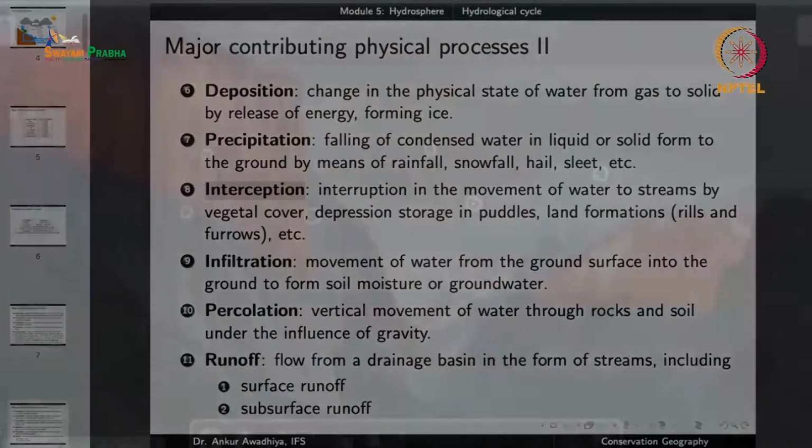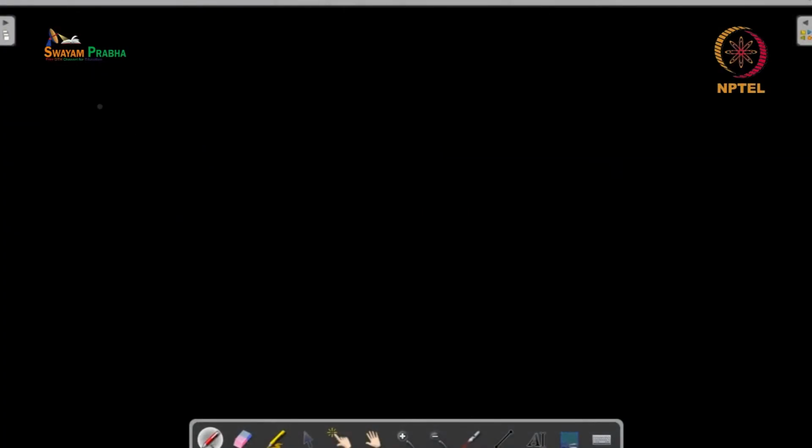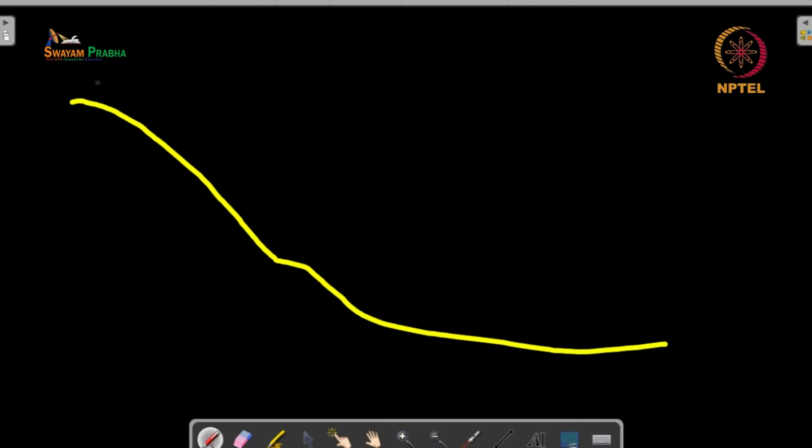Now how can we have these interruptions? Suppose water is moving. So suppose this is a land formation and you have water that is flowing like this. Now in this case, at this spot, suppose there is a small depression here. So in this case, the water will get accumulated here. Some amount of water gets accumulated. And so this water is now not directly moving into the streams. This is an interruption in the flow of this water. So this is interception.